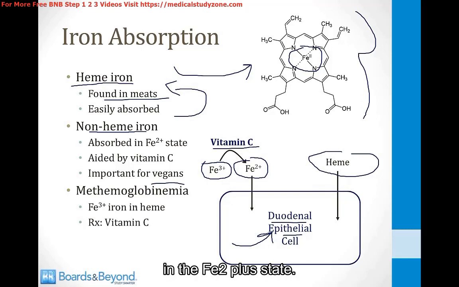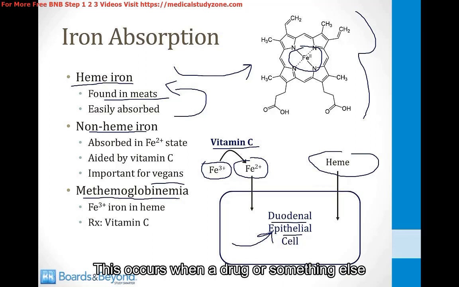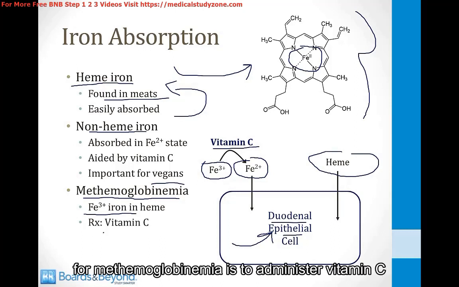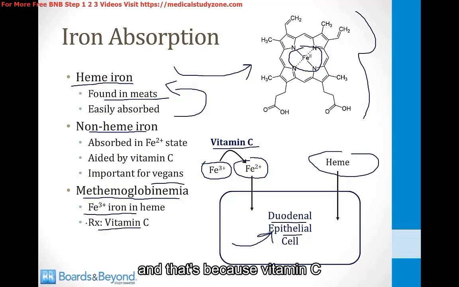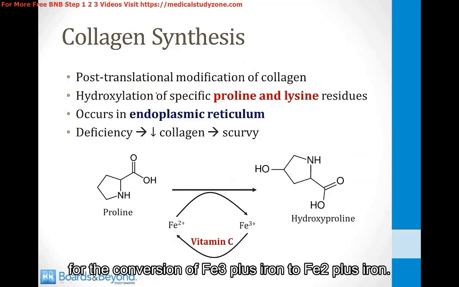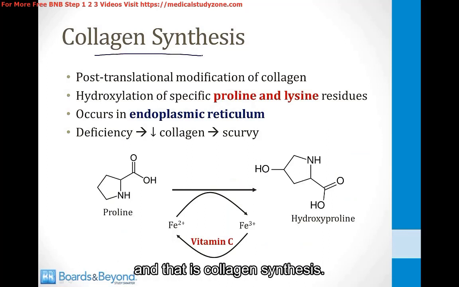You may know of a medical condition called methemoglobinemia. This occurs when a drug or something else converts much of the iron in heme to the Fe3+ state, and it can be life-threatening and dangerous. And one of the treatments for methemoglobinemia is to administer vitamin C, and that's because vitamin C will convert the Fe3+ iron in heme back into Fe2+ iron. So it's very useful to remember that vitamin C is important for the conversion of Fe3+ iron to Fe2+ iron. The second role of vitamin C is actually related to iron absorption, and that is collagen synthesis.